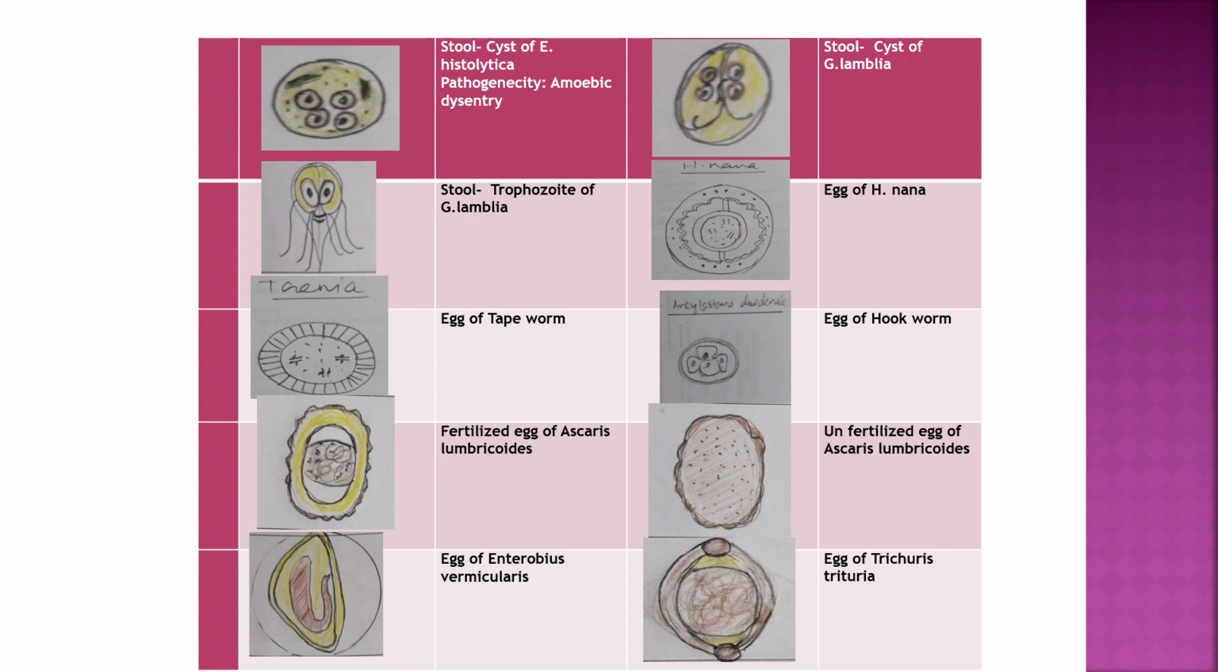Then the egg of Enterobius vermicularis is mostly convex on one side and flat on the other, and you can see the embryo in the center. The egg of Trichuris trichiura usually has an embryo inside, a double-layered covering, and 2 mucus plugs at both ends.